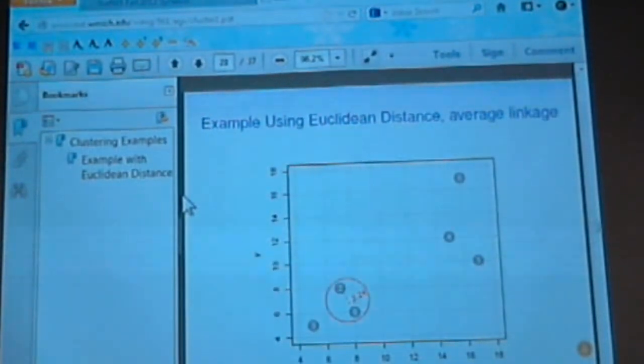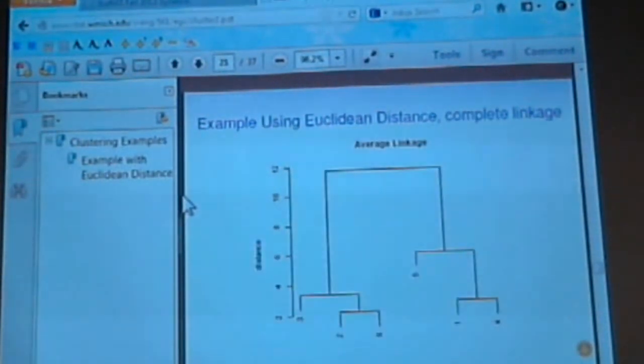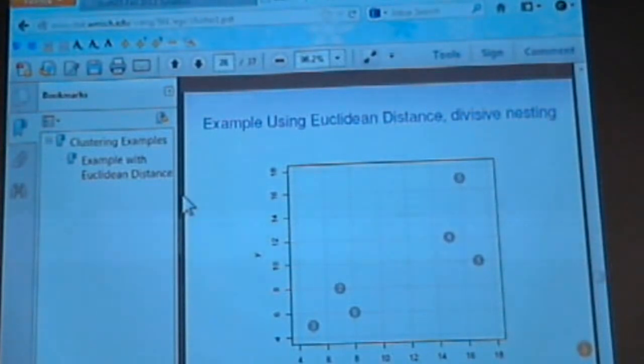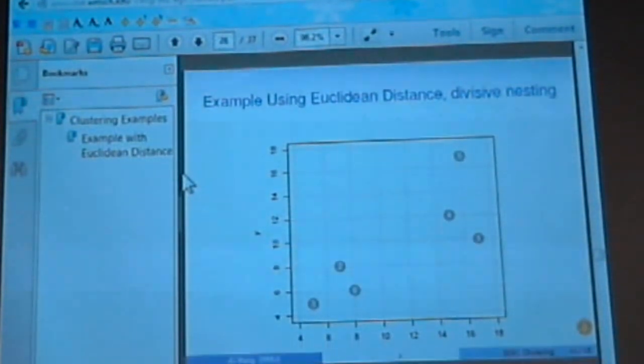I do have an example that is everything. Let me do that. This is divisive.